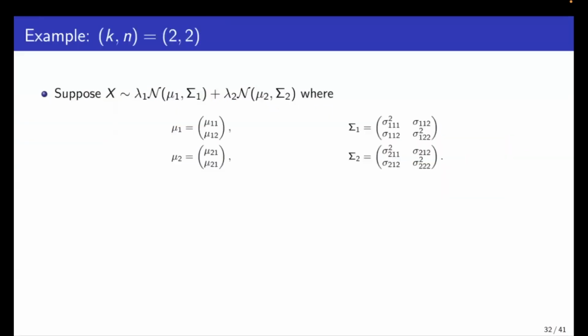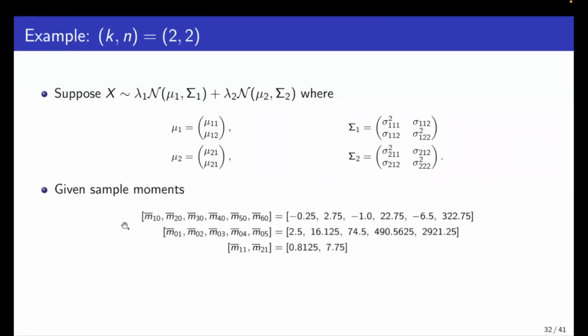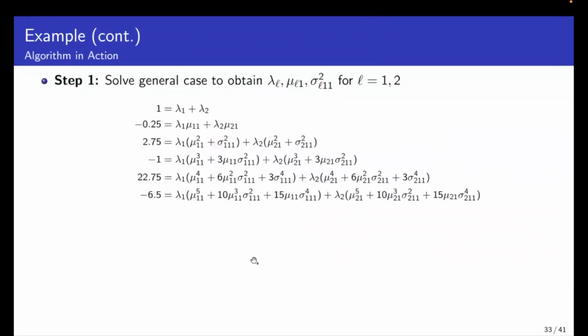To see what this looks like in an example, we'll go back to the k equals n equals 2 case, and suppose I want to do density estimation for this model. I am going to give you the following set of sample moments. The first set I use at the first step, the second one I use at the third step, and the final one is for the fifth step. Okay, step one: I use these first 5 moments of this array to solve the general case to obtain the mixing coefficients, means, and variances.